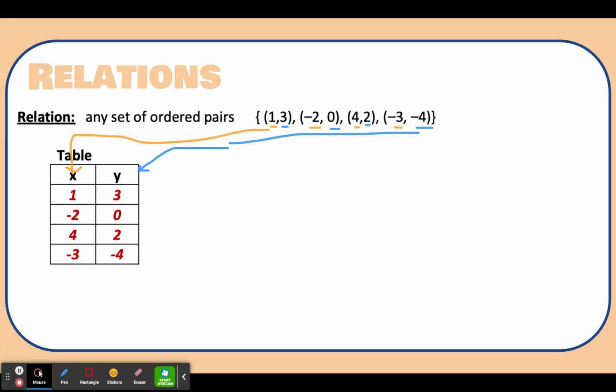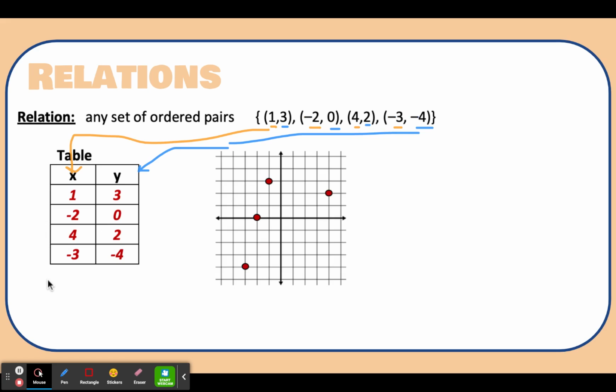And it would look something like this. That's one way to represent a relation. And that's telling us that when x is 1, y is 3. When x is -2, y is 0. When x is 4, y is 2. When x is -3, y is -4. It's showing us how our inputs relate to our outputs, how our x value relates to our y value.